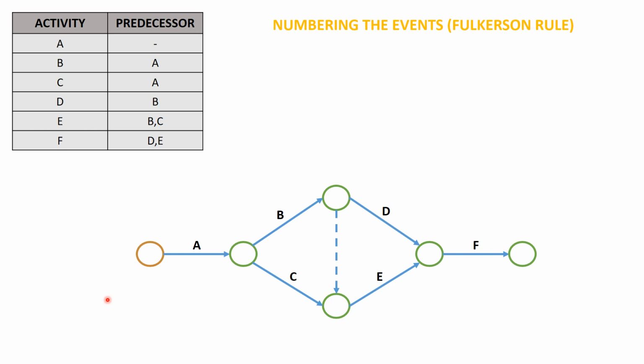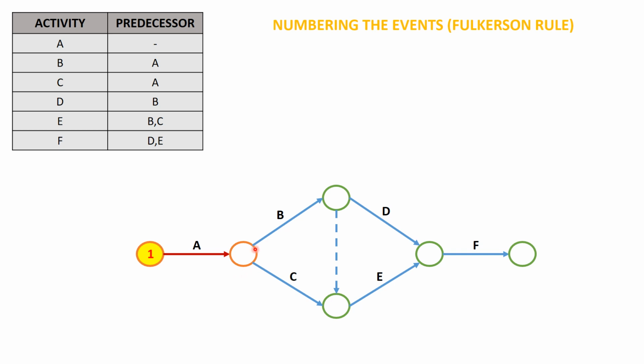So we'll start with the first event. I'll be numbering it as 1. Once it is done, I'll be highlighting this. Now what I'll be doing is tracing all the activities starting from event number 1. Fortunately, we only have one activity from event number 1, so I'll be tracing this. Once it has been traced, I'll move on to the next event.